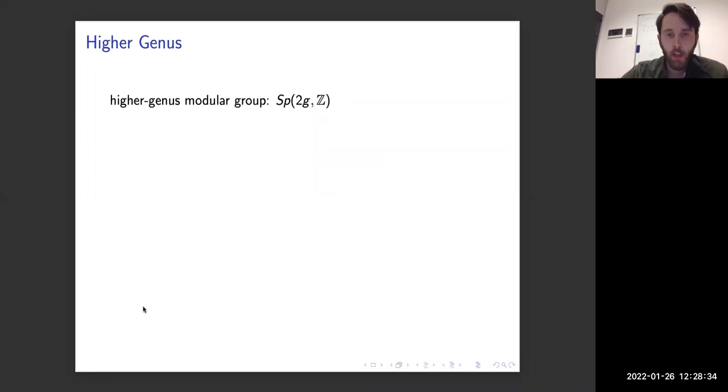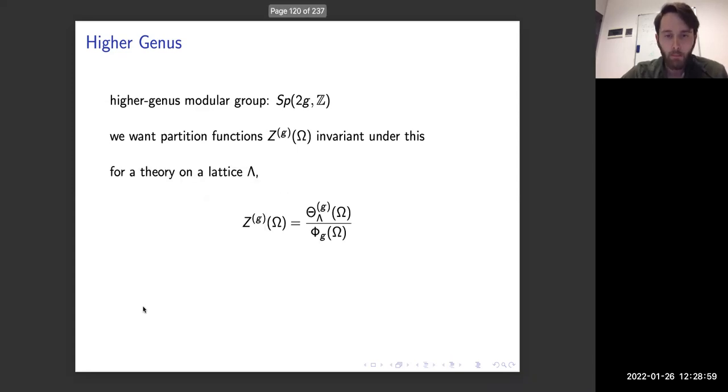And the group of transformations that act on the period matrix but leave the surface the same is the higher genus modular group. And this group is the symplectic group Sp(2G). These are 2G by 2G matrices with integer entries. So we want partition functions that are invariant under this transformation.